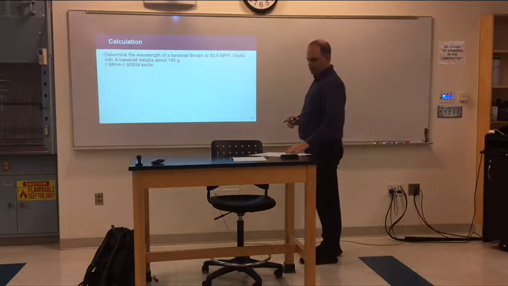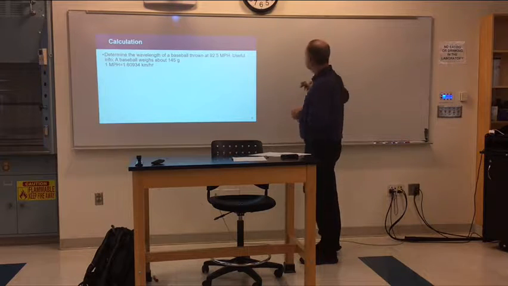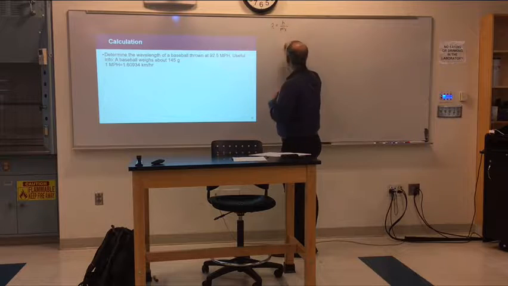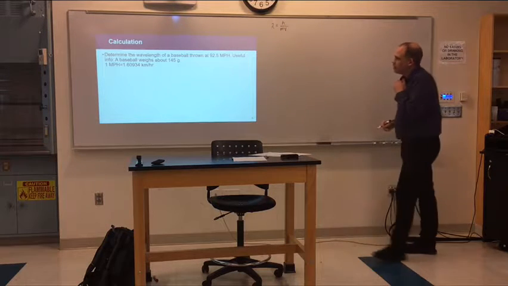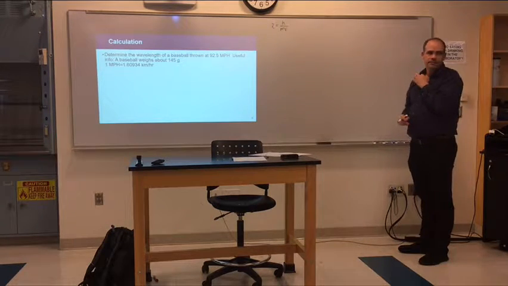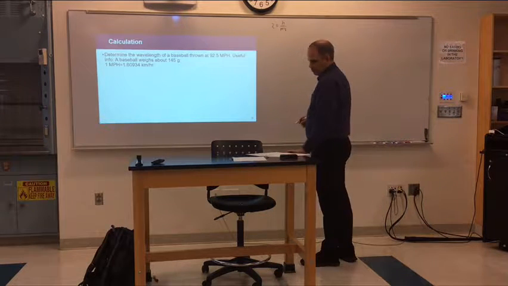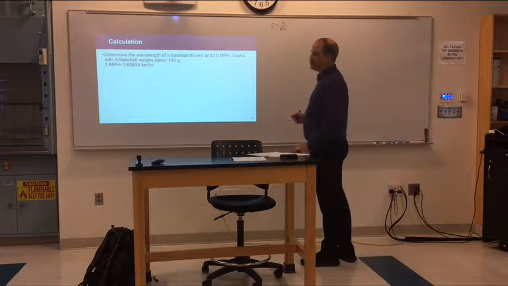So, the de Broglie equation is: the wavelength is equal to Planck's constant over mass times velocity. That's it, we just plug in the numbers and that gives you the wavelength.